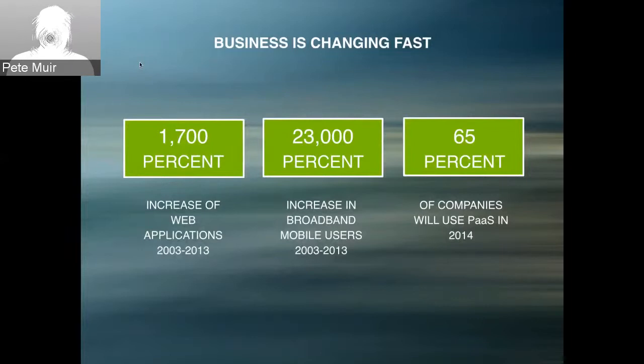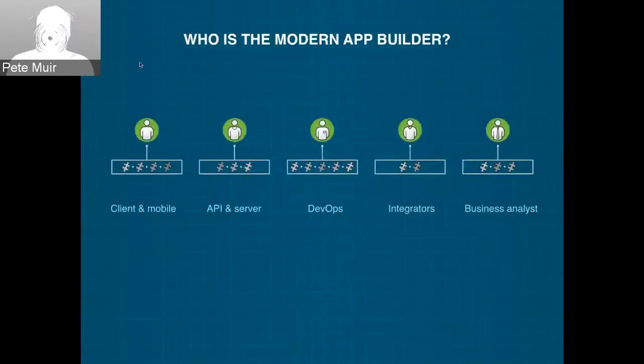But what that also has ended up meaning is that there are more different types of people building applications than just your classic developer. So you've got people who are building for client and mobile, who maybe don't know anything about the server at all. You've got your back-end developers. You've got people who are doing DevOps. You've got people who are integrators. You've got business analysts. All these people are building applications. They could be building using many different technologies, things like Java or Python or Ruby. You've got people using Objective-C or Dalvik to build applications for mobile phones. So yeah, we've got a huge, huge array of people building applications.